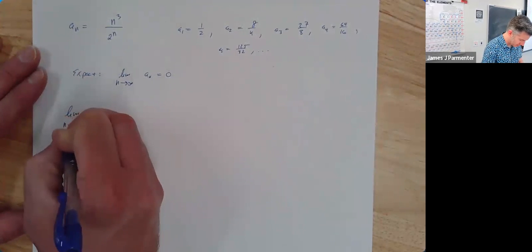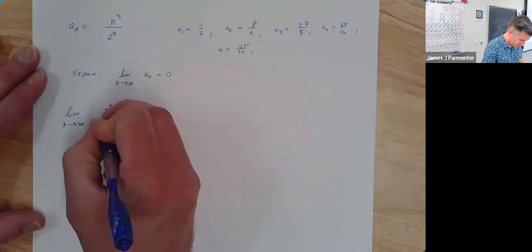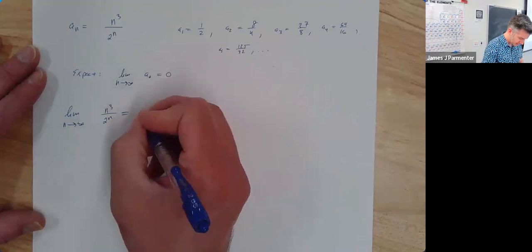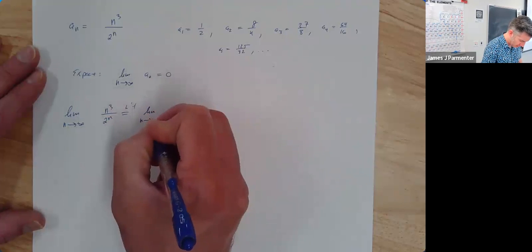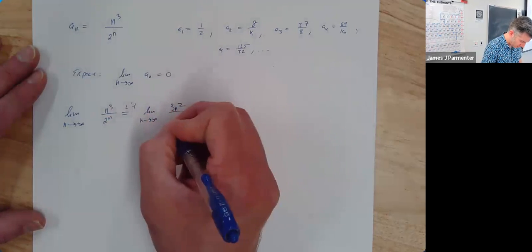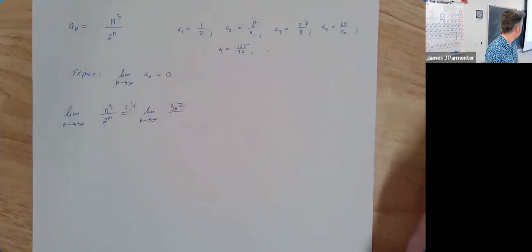So I'm going to find the limit as n goes to infinity of n cubed over 2 to the n. That's going to use L'Hopital's rule. The limit as n goes to infinity of 3n squared over, oh, what's the derivative of 2 to the n?